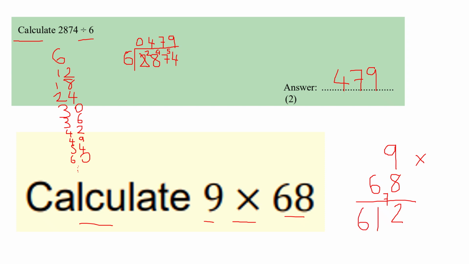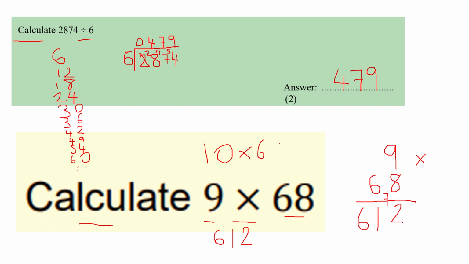6 times 9 is 54, plus the 7 makes 61. Because 54 plus 6 is going to be 60, plus 1 makes 61, so we get 612. Another way, because there's always more than one way of tackling this: if I did 10 lots of 68, because that's a bit easier, right?